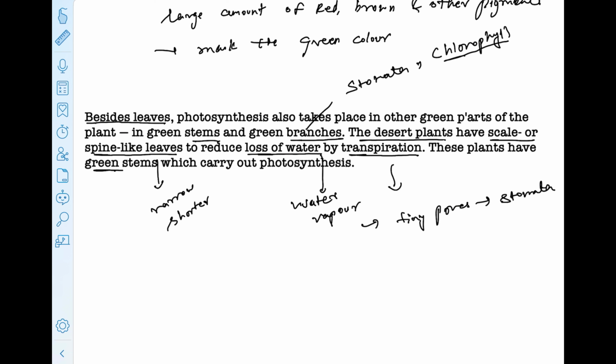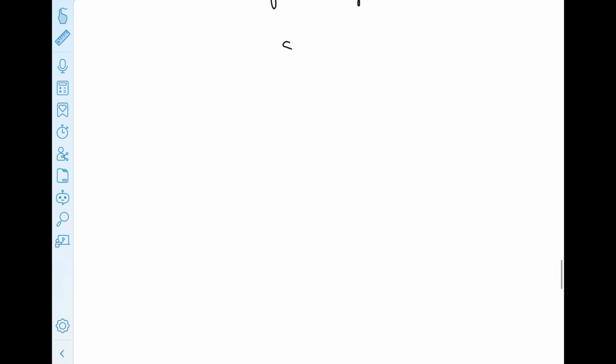So these plants have green stems which carry out photosynthesis. So we can say that in desert plants, photosynthesis is carried out by green stems, okay, not leaves. Now let's talk about stomata in detail.